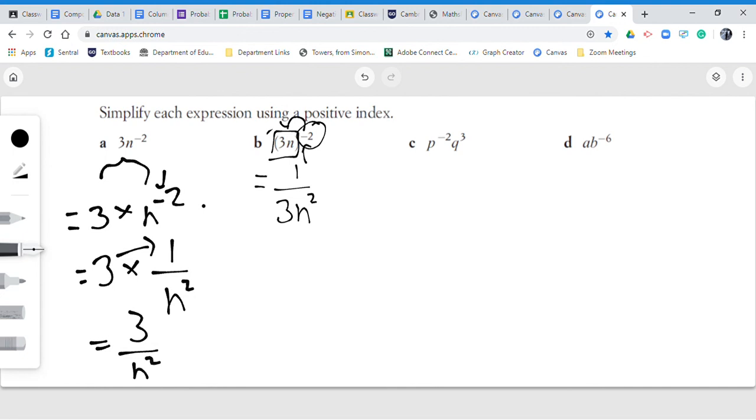The other thing to realize, it also means that this 2 applies to everything inside. So really, it's now going to be 1 over 3 squared n squared. Then I could say that's 1 over 9n squared. Is it evaluated? Perfect. So the next one, let's go with this one.